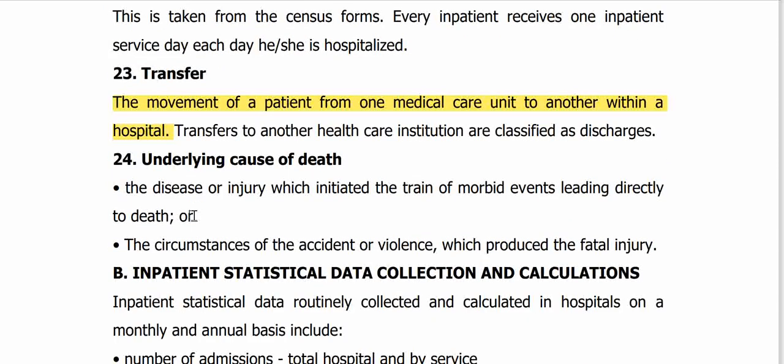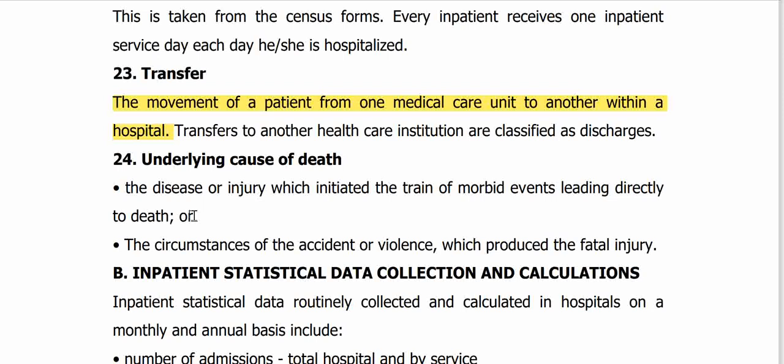All right, so next, which is 24, is what we refer to as underlying cause of death. The underlying cause of death is the disease or injury which initiated the train of morbid events leading directly to death, or the circumstances of the accident or violence which produced the fatal injury. So the underlying cause of death is what actually happened and led to a particular death.